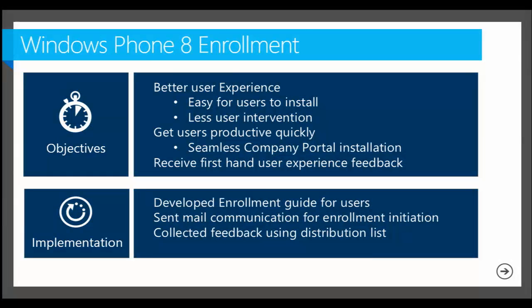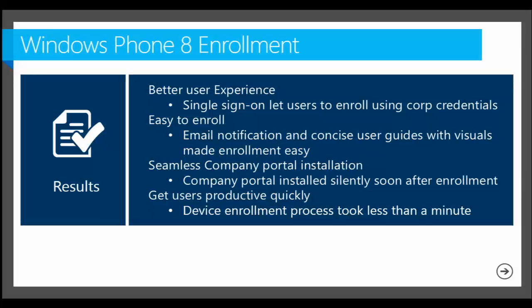So with these objectives in mind, and also the technology supporting us, we did some process-oriented implementation. First, we developed a lot of enrollment guides for different platforms, for iOS, Windows Phone 8, and Windows RT devices, and sent mail communication to users with all these instructions for a set of users for the proof of concept. And as I said before, we collected all the feedback through the DL and then drove the changes in the product.